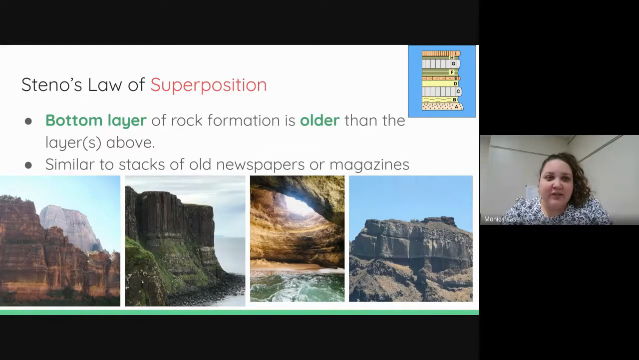So I like to think of this first one, superposition. That means that the bottom layer of the rock formation is older than the layers above it. So it's similar to stacks of old newspapers or magazines. The other thing I like to think about is your laundry basket. The clothes that are on the bottom are the older ones that you've worn. Same with your garbage can, right? The stuff on the bottom of that garbage can is going to be older than the things you put on the top. So that is our way for superposition. Anything that's on the bottom layer is older than those formations that are on top of it.